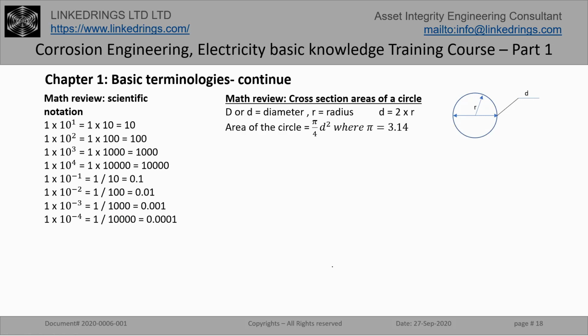So as we mentioned, just to refresh it again, if we have a circle with diameter d and radius r, then d is equal to 2r, the diameter equals double the radius. The area of a circle is pi divided by 4 d squared, where pi equals 3.14. Or the area of the circle equals pi times r squared.